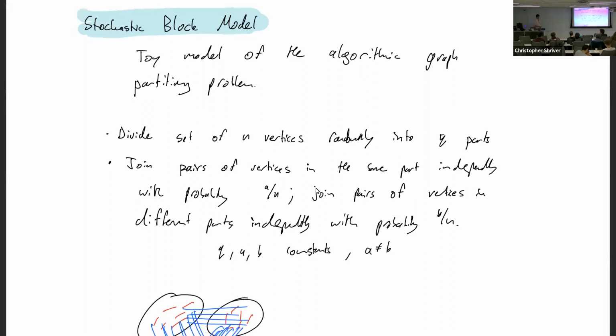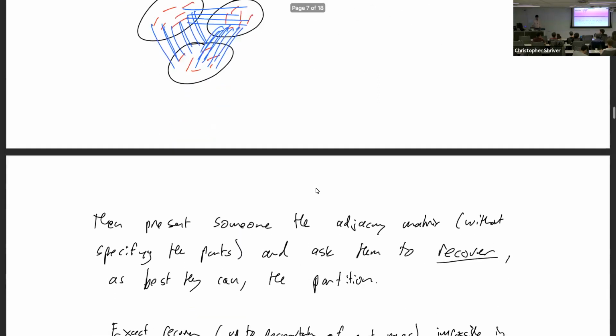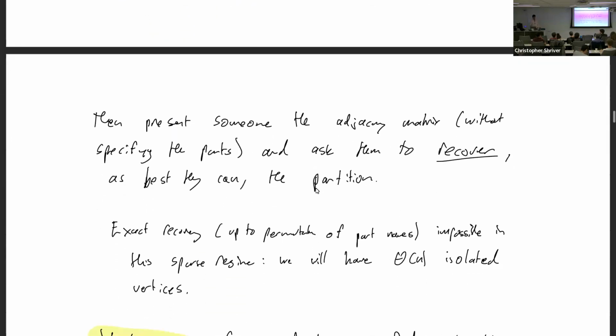And of course, if we just took a to equal b, then we would have the Erdős-Rényi random graph. So we're going to think a is not b. So you get some graph that looks like this. But of course, you don't know the red edges and the blue edges. We're going to present to some algorithm or to some person the adjacency matrix of this graph, but of course, not tell them what the partition is. And then the algorithmic problem is to recover as best you can what the partition was.